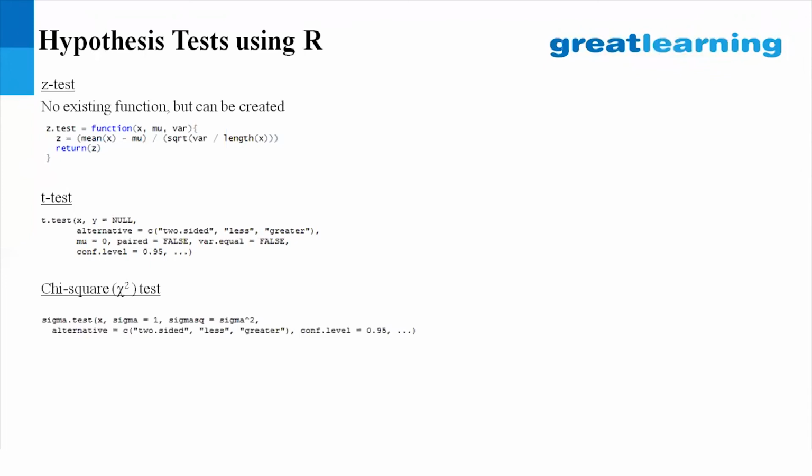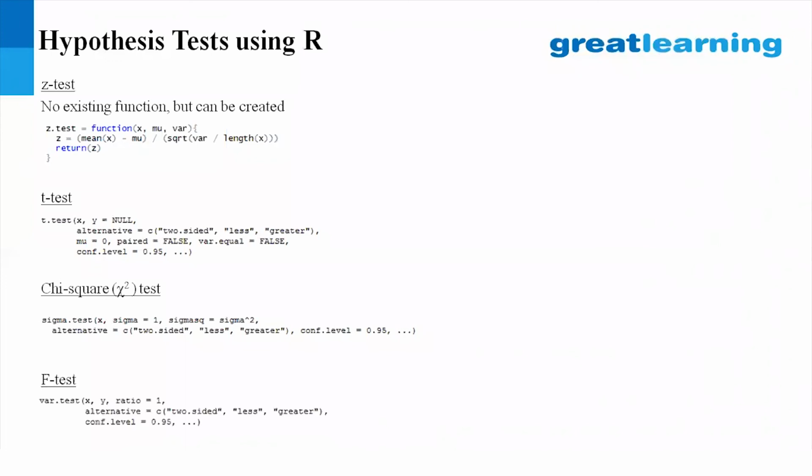Then for the chi-square test, the function that you can use in R is the sigma.test function. Again, here you pass the data set. You pass what your sigma value is, what your standard deviation value is. Then you give the alternative hypothesis, whether it is two-tailed, or a one-tailed left or right-tailed test, and what your confidence level is.